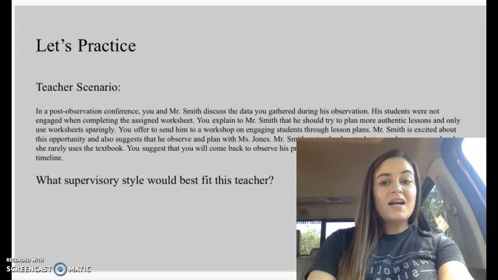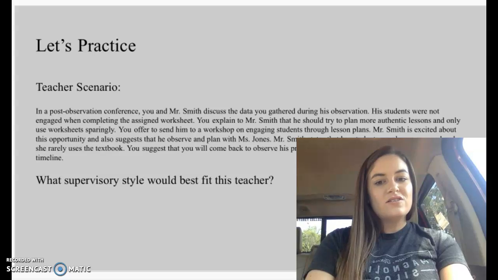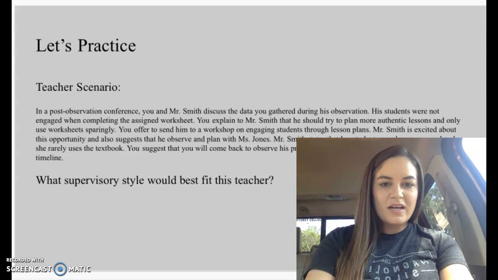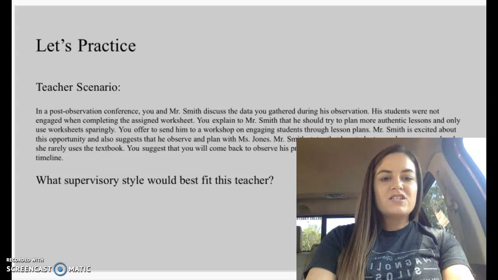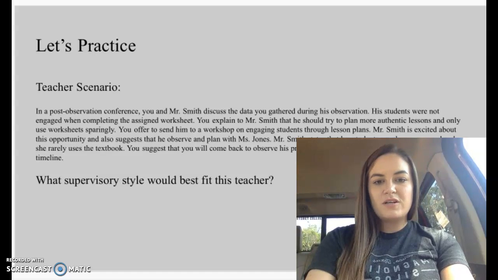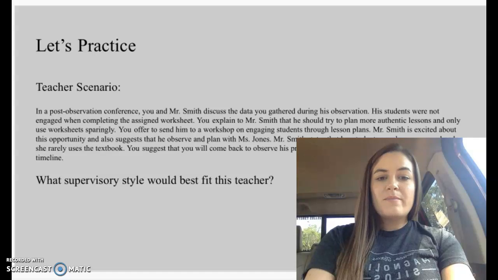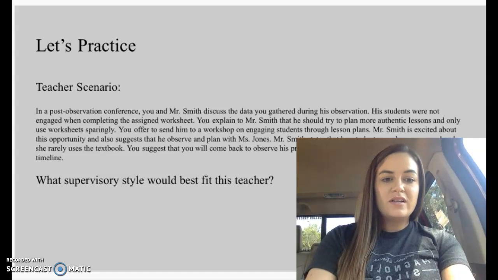Mr. Smith is excited about this opportunity and also suggests that he observe and plan with Ms. Jones. Mr. Smith states that her students are always engaged and she rarely uses the textbook. You suggest that you will come back to observe his progress in 2 weeks. You both agree on this timeline.